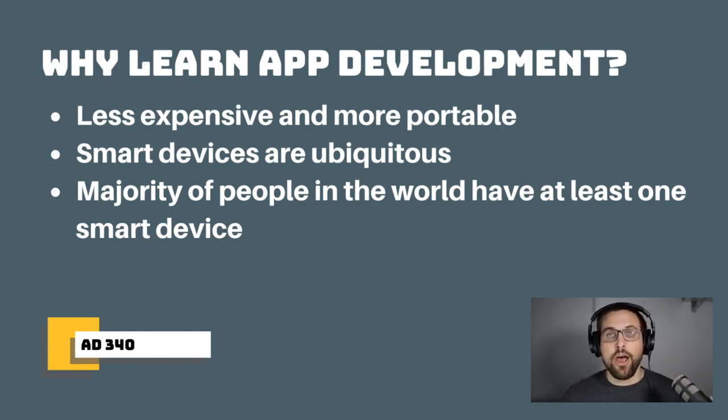And then, like I said here, we saw those numbers in the last slide. The majority of people in the world have at least one smart device. I don't know about you, I personally have several smart devices, particularly as an app developer myself. I've got testing devices, personal devices. So yeah, there's just a lot of smart devices out there.